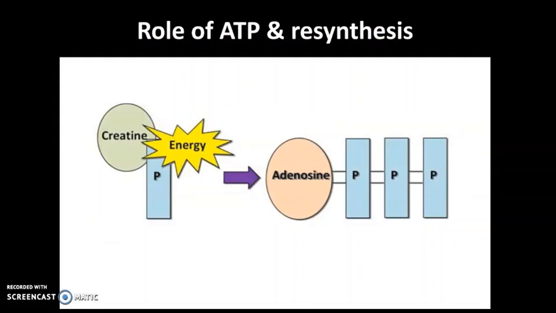The first system we're going to talk about is the phosphocreatine system. This is the system that is responsible for supplying ATP at the fastest rate, but without oxygen, hence why it is an anaerobic system. The phosphocreatine system uses phosphocreatine as the source in order to resynthesize the ATP.